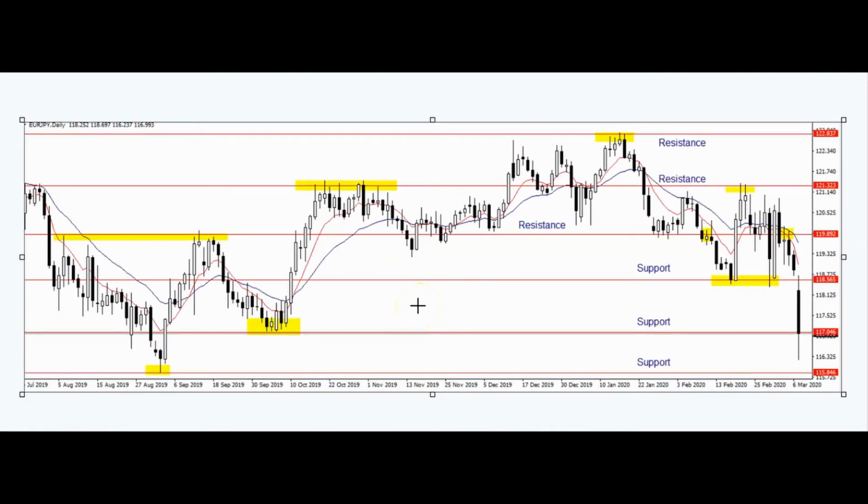Here we have the EURJPY. My bias in this pair is bearish. Again, as long as price stays contained below long-term resistance here at 122837 or thereabouts. We have previous resistance here at 121323. We have resistance here at 119892. Remembering it's not an exact pip count, they are areas only.